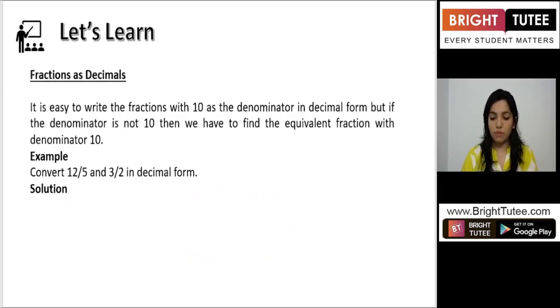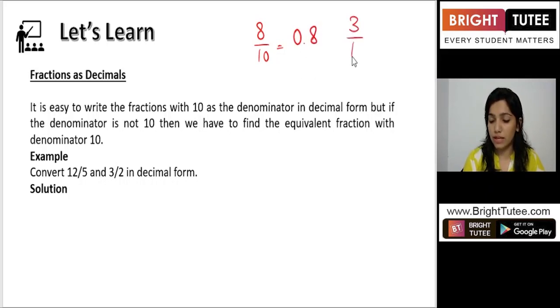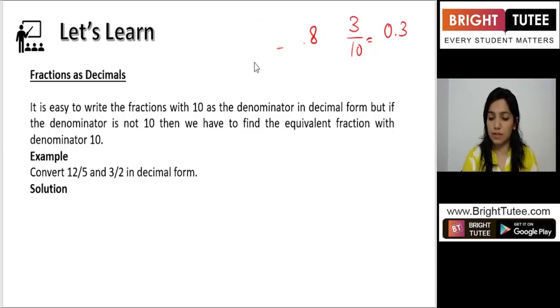Let us learn about fractions as decimals. So far we have learned that if we have 8 over 10, it is 0.8. If we have 3 over 10, it is 0.3, and so on. So we are clear that whenever we see a 10 in the denominator, we write the numerator as that particular number, putting it at the tenths place. Now what if we don't have a 10 in the denominator? Then how can we write the fractions as decimals?